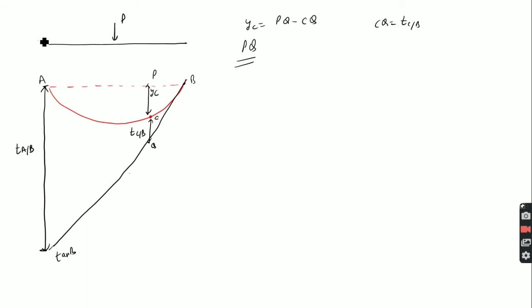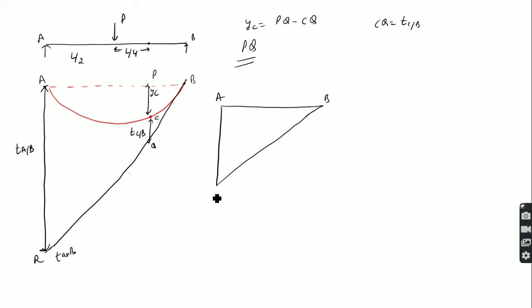Before that, this was my question: A, B, L by L by 2, and this point C was at a distance of L by 4. Now I will draw these triangles. This is my line AB and this is, let me call this point R. And this is my point P and this is Q.